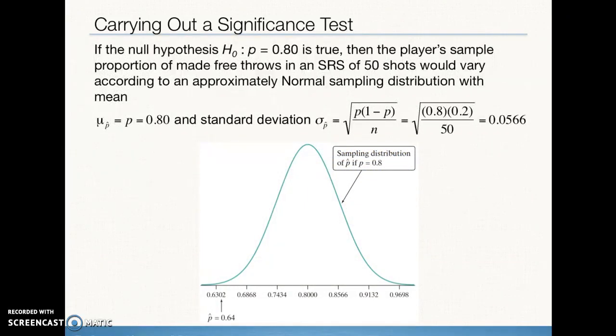If we meet the normal condition, then we know that we can assume a normal shape for the sampling distribution. The center is going to be mu sub p hat is equal to p, the proportion that is used in our null hypothesis. And if we meet the 10% rule, we can use that formula for standard deviation. Again, the p that we're going to be substituting into that formula is going to be the one that we use in our hypothesis. That's going to give us a standard deviation for the sampling distribution.